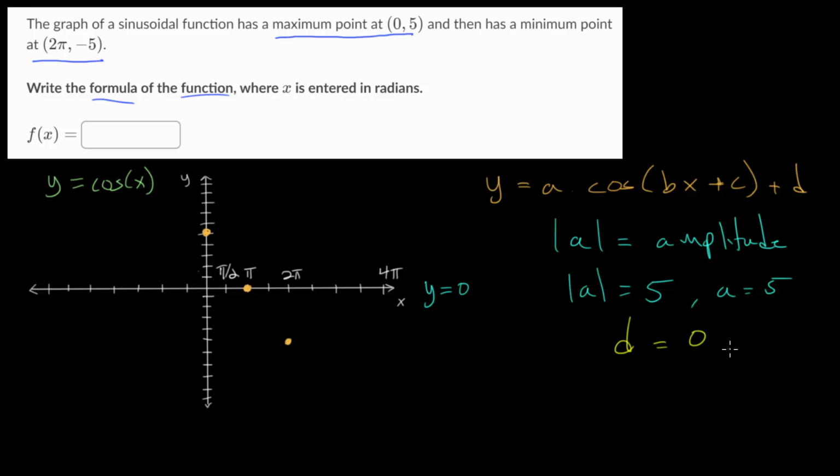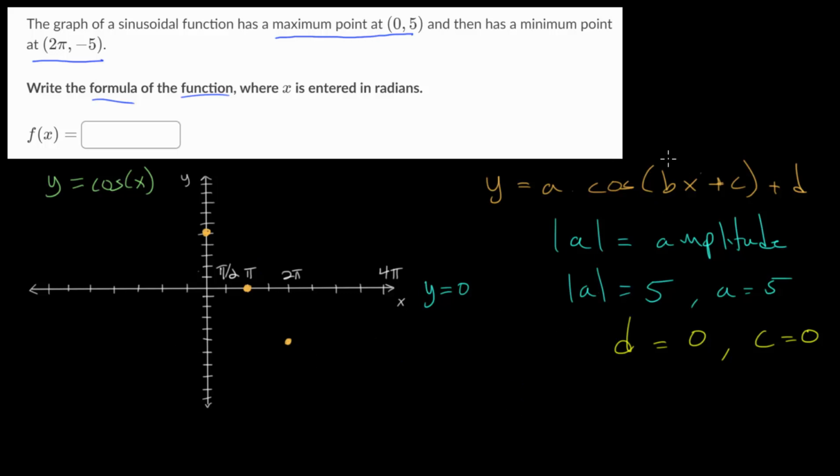Same for our c value. Since we aren't shifting this left or right, when x is equal to 0, we do get a maximum point, just like the parent function for the cosine. We can also assume that c is 0. And at this point, we just need to determine what b is equal to. And to do that, we need to figure out the period of the function.